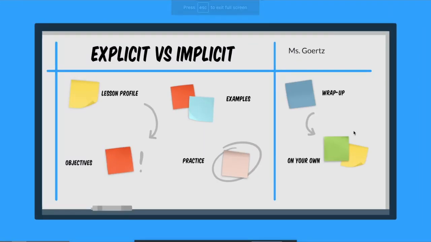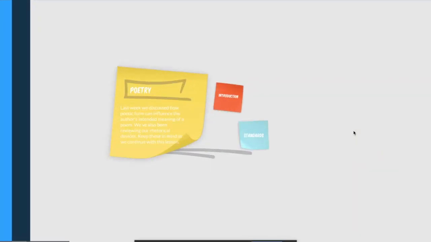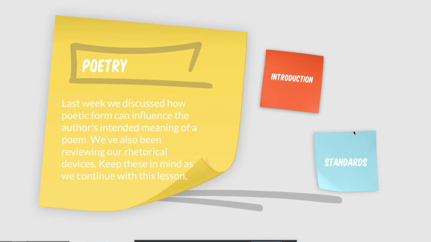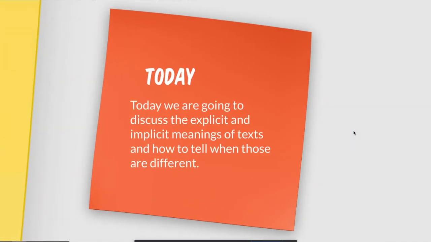So this week we're going to be talking about the explicit and implicit meanings of texts. This past week we were discussing poetic form and how the form can influence the author's intended meaning of a poem. And we've also been reviewing our rhetorical devices, as always, because those are always important. So always keep these in mind as we continue with this lesson. Today we're going to be discussing the explicit and implicit meanings of text and how to tell when those are different.